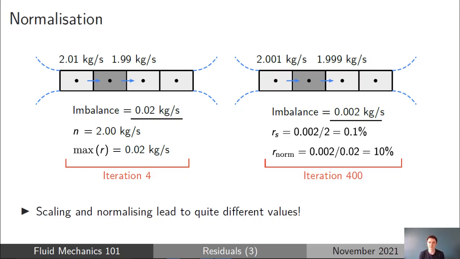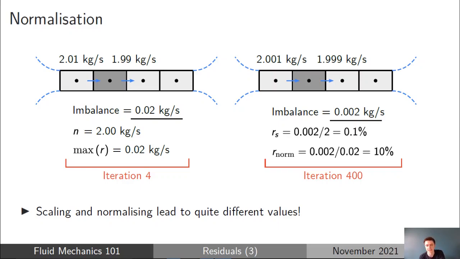Now, the scaling factor for this problem, which we could have in this case because we have an inlet and an outlet and we know what the mass flow rate is, we could take 2 kilograms per second as our scaling factor, and that would allow us to calculate a scaled residual if we did it that way. But because we're early in the solution process, the maximum imbalance in this case would be 0.02 kilograms per second. So if you were to divide those, you could see that your normalized imbalance would be around 1 because we've divided by that maximum value, but the scaled imbalance would actually be a lot lower.